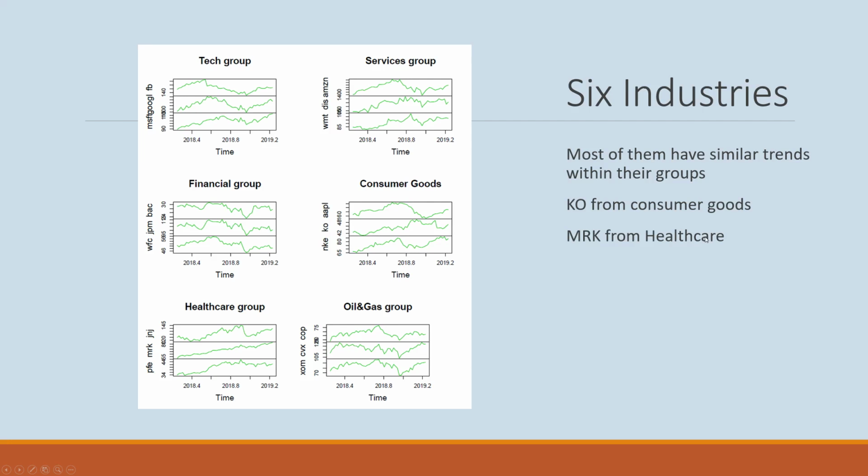However, there are some different stocks that didn't obey the trends. For example, Coca-Cola stock and the MRK stock from the healthcare group. The MRK stock actually was the best earning stock of all the 18 stocks I've chosen in the database.